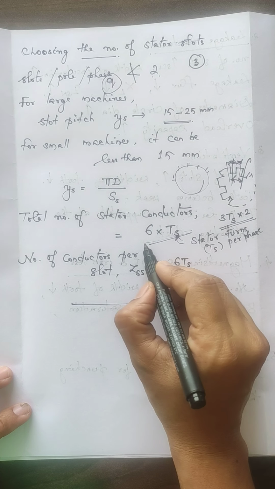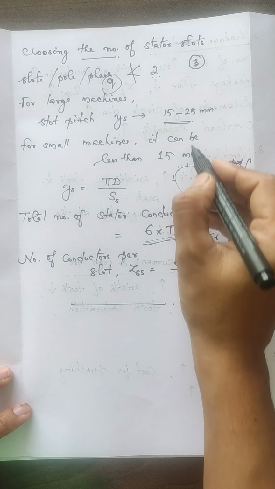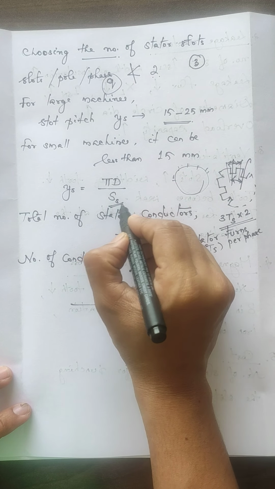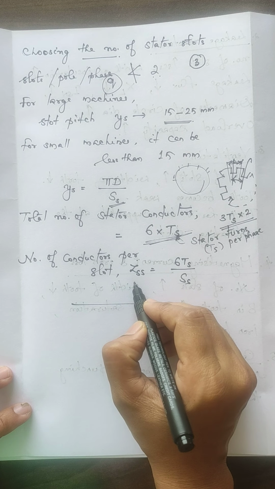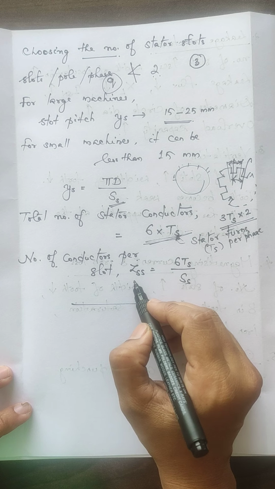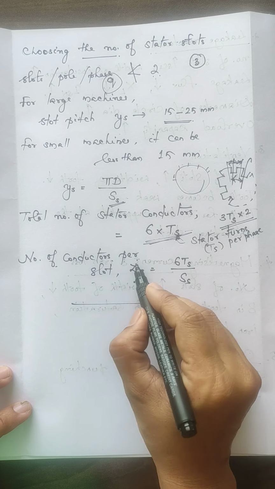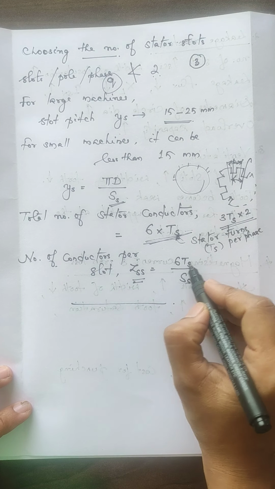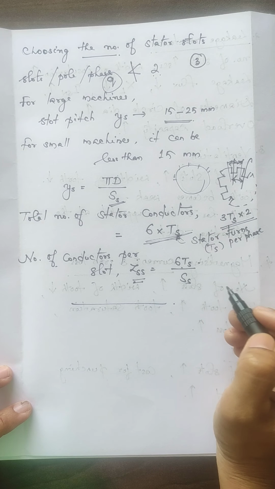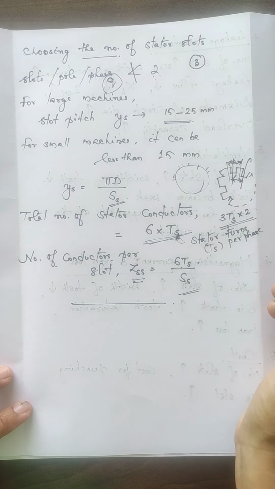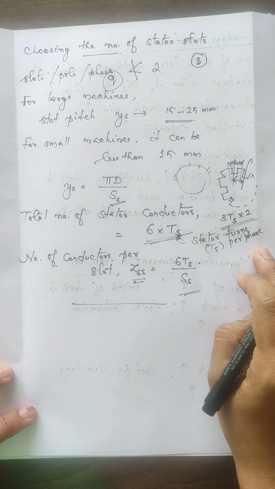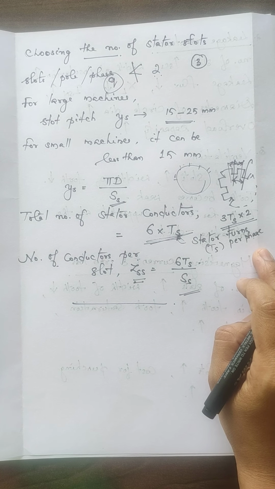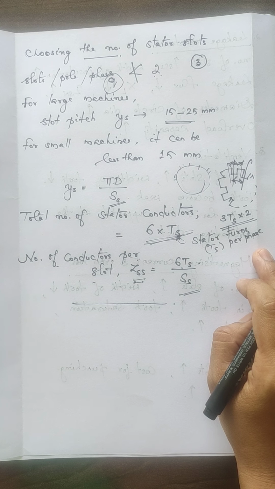Now we have the total number of conductors, and from here we can calculate the number of conductors per slot. How many conductors are there in one slot? Conductors per slot is equal to the total conductors divided by the total number of slots. So this is how we can fix the number of stator slots. Now one more thing remains.